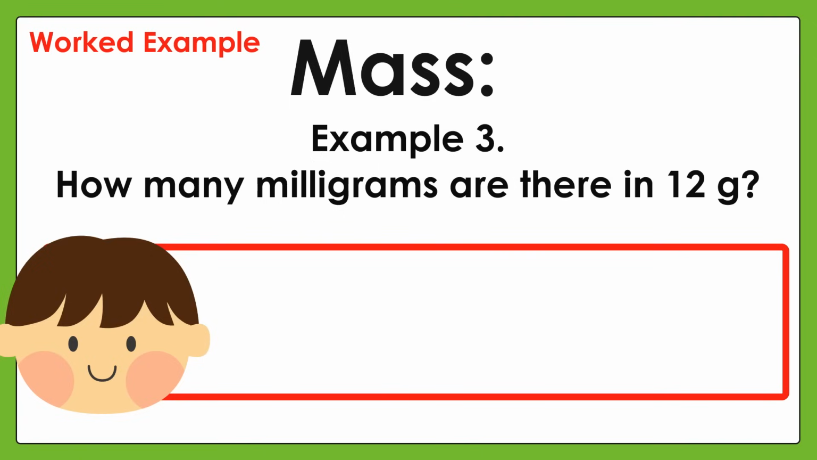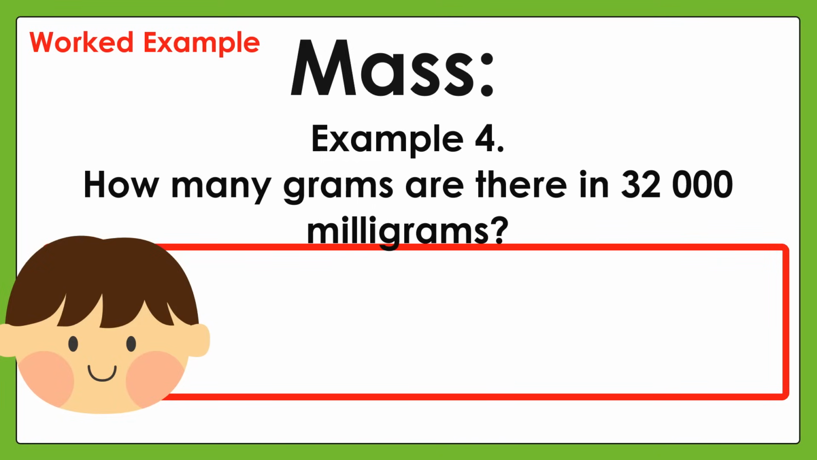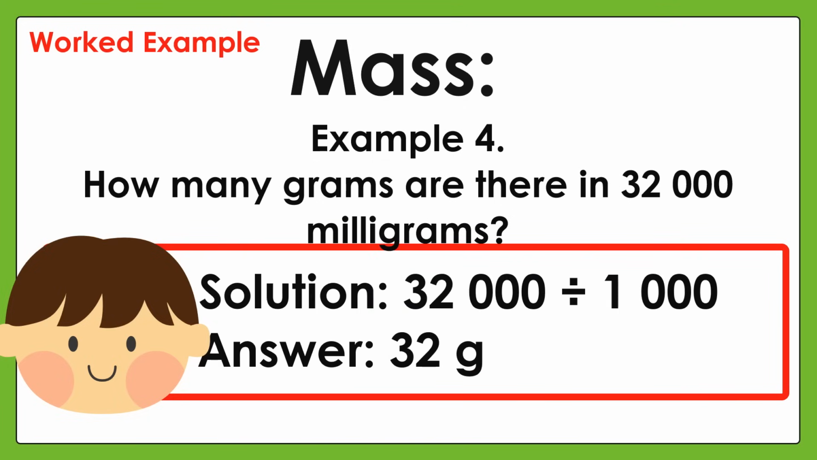Example number 3. How many milligrams are there in 12 grams? Solution, 12 times 1,000. The answer, 12,000 milligrams. Example number 4. How many grams are there in 32,000 milligrams? Solution, 32,000 divided by 1,000. The answer, 32 grams.